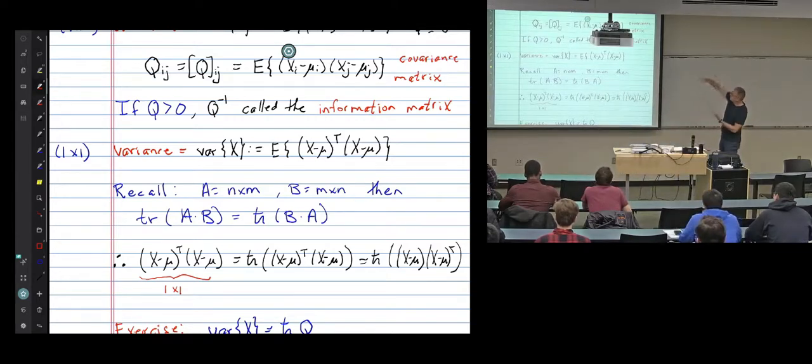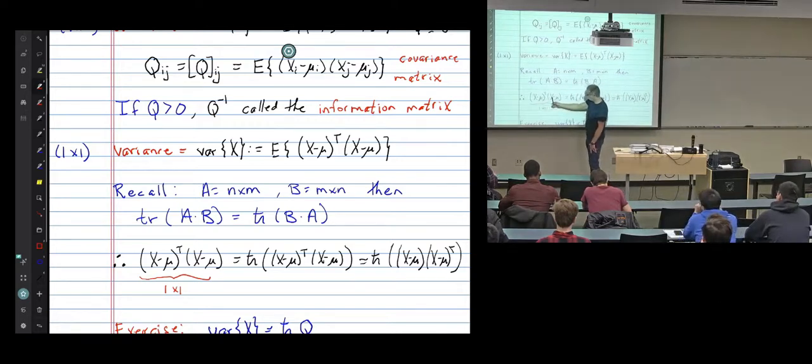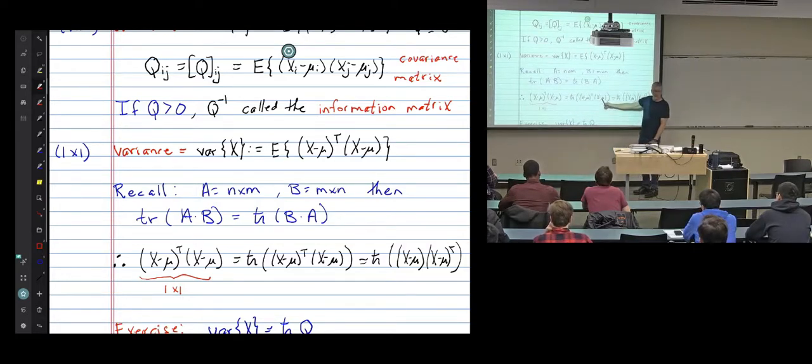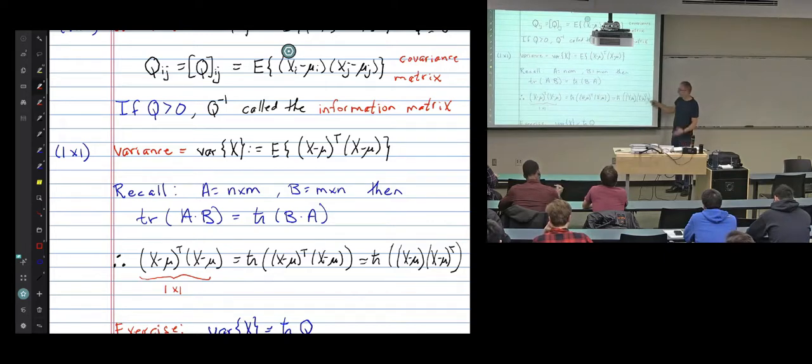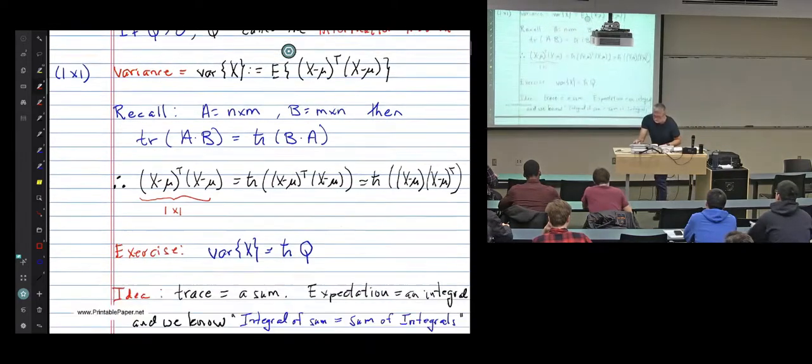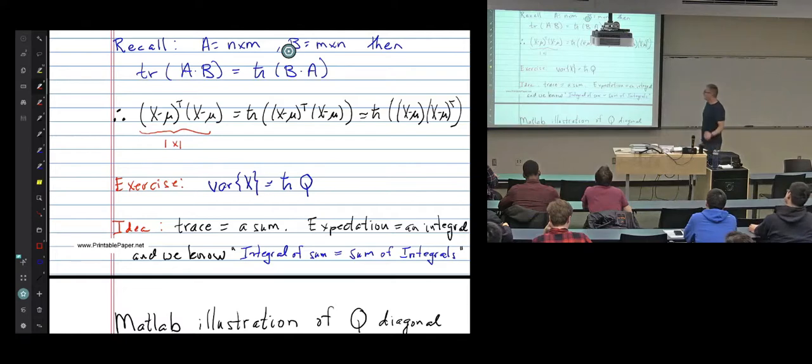So that allows us to relate the variance to the covariance, because this quantity is 1 by 1, it's a scalar. So the trace of a scalar is equal to the scalar. And then we can flip the order, and now we have the trace of an n by n matrix. So then if we take expected value here, it's expected value here, it's expected value here, and we see variance equals the trace of the covariance. Okay, so that's the exercise. Variance is the trace of the covariance matrix.